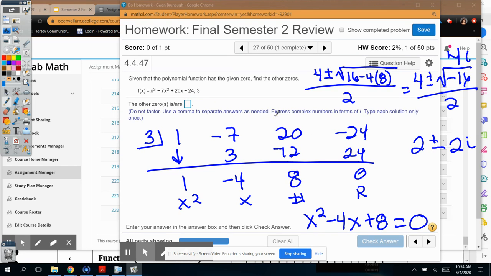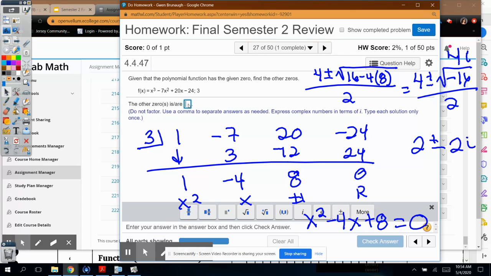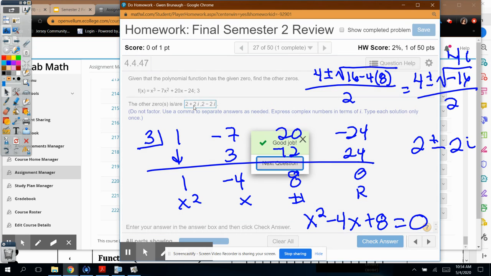So use a comma to separate the answers. Okay, so let's do 2. I don't know if you could put plus or minus or not. We'll just list them out. 2 plus I, 2 minus I. Oh, dang. 2 plus 2i, excuse me. 2 minus 2i. Okay.